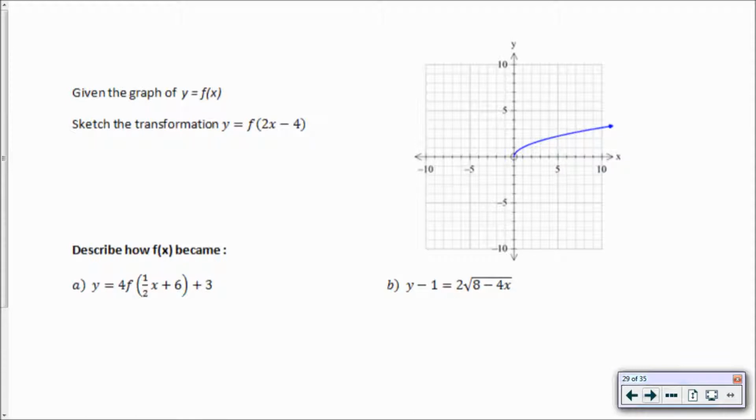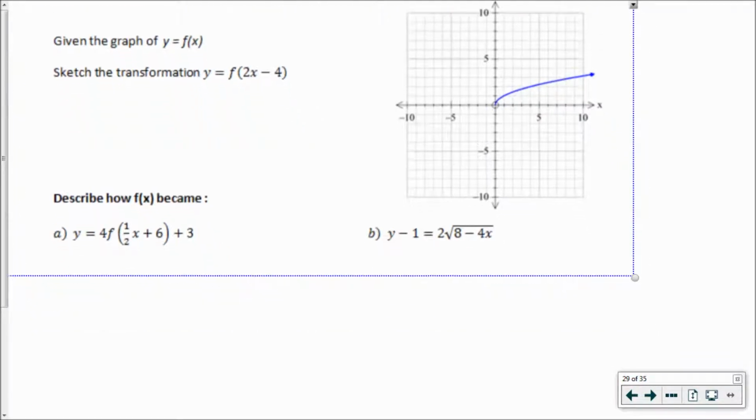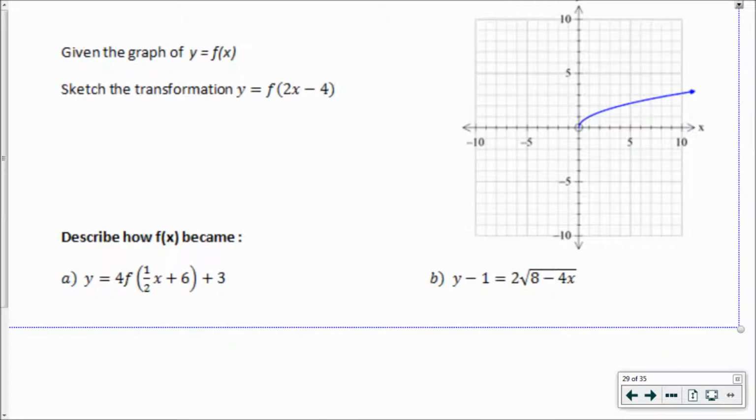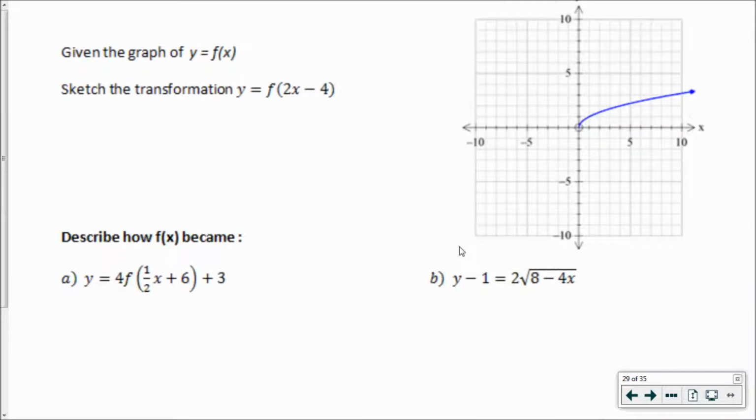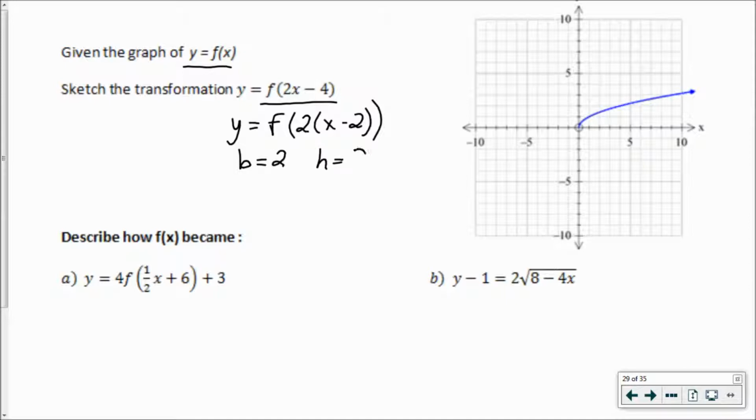We've seen a lot of those kind of problems. So in this one, we have the graph of f of x over here in blue. So this graph is y equals f of x. And maybe you recognize it as the square root of x. And we're going to sketch the transformation of f of 2x minus 4. So before I even start, I would probably factor out b. We've been doing a lot of that, so maybe you saw that right away. And I would just point out that b is 2 and h is also 2.